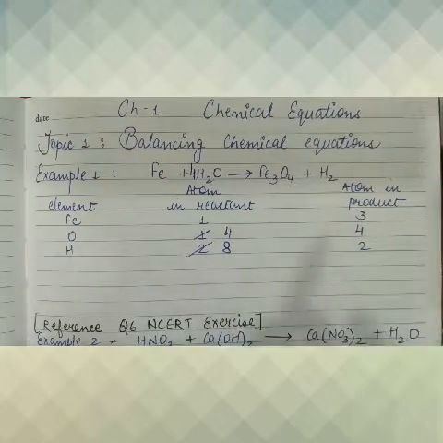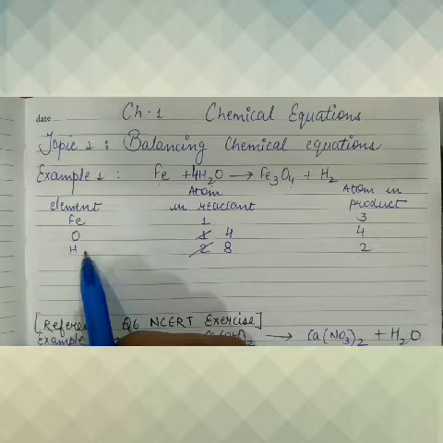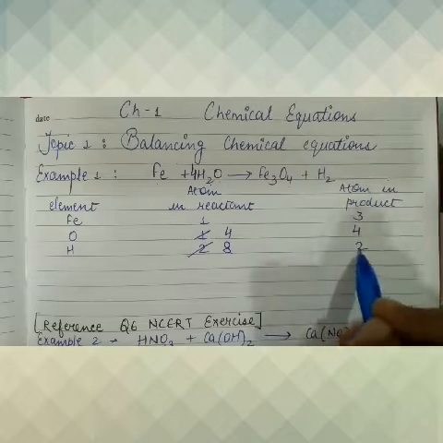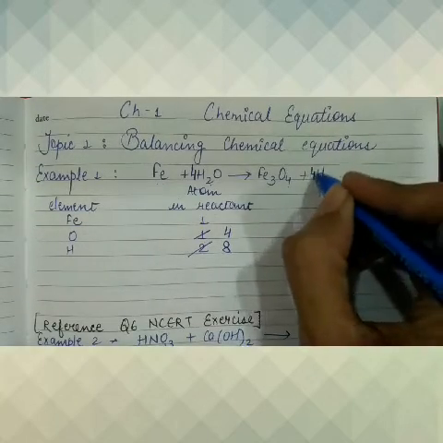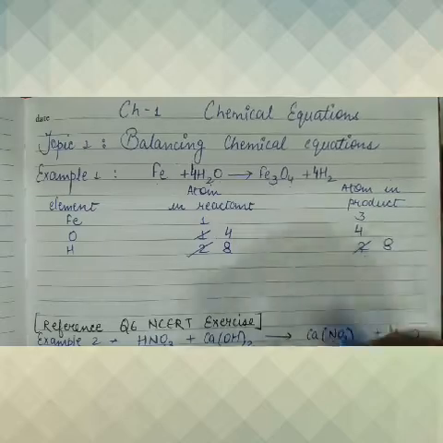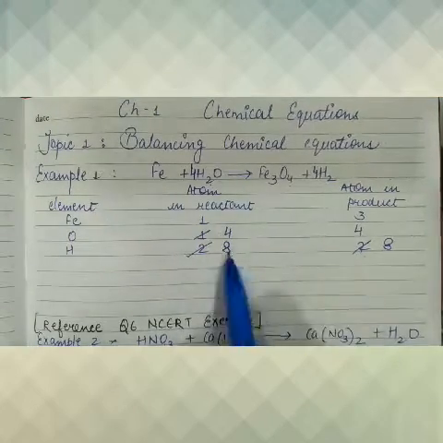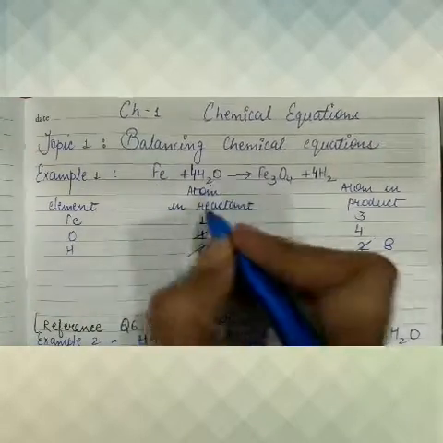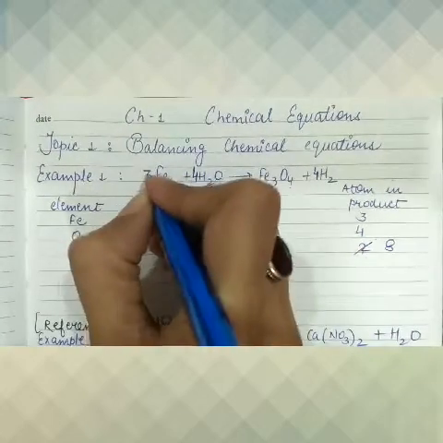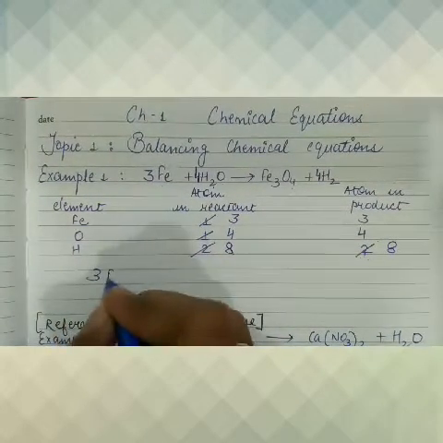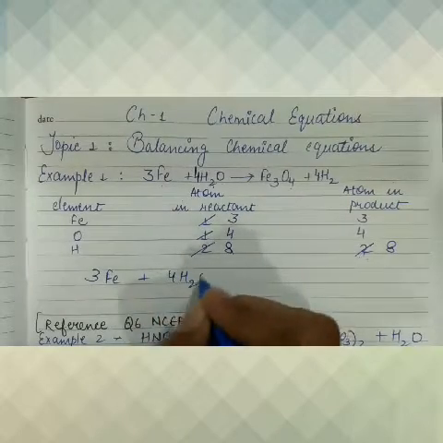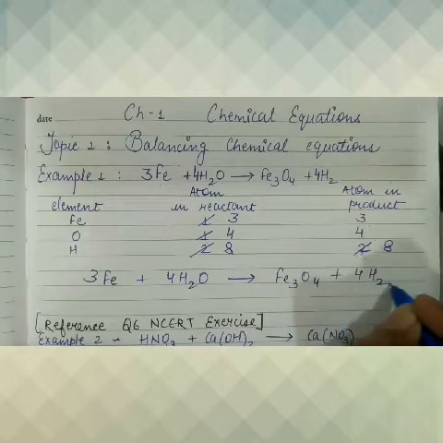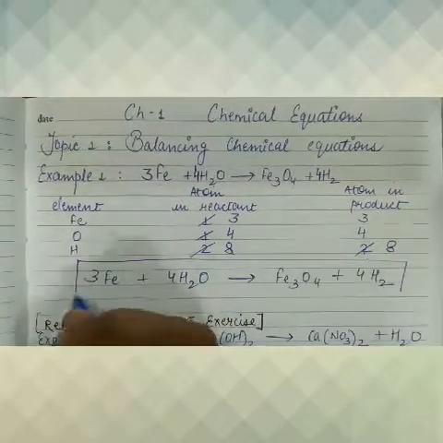Now for oxygen it is already balanced. But now I have to balance the hydrogen. Here it is 8 and here it is 2. So I have to multiply it by 4. 4 2s are 8. Now 4, 4, 8, 8. Now I have to balance the iron. 1 and 3, multiply it by 3. So 3 Fe plus 4 H2O gives Fe3O4 plus 4 H2 is our balanced chemical equation.